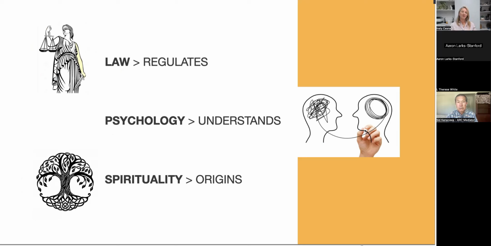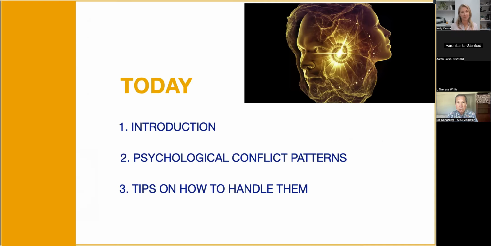So what I learned from these 3 fields that I studied, law, psychology, and spirituality, is that law regulates human behavior. Psychology tries to understand human behavior. And spirituality indicates the origins of human behavior. So what you're going to see today is a mix of all of this. I'm going to go briefly through an introduction, and then I'm going to show you the psychological barriers for conflict resolution, and then tips on how to handle them.